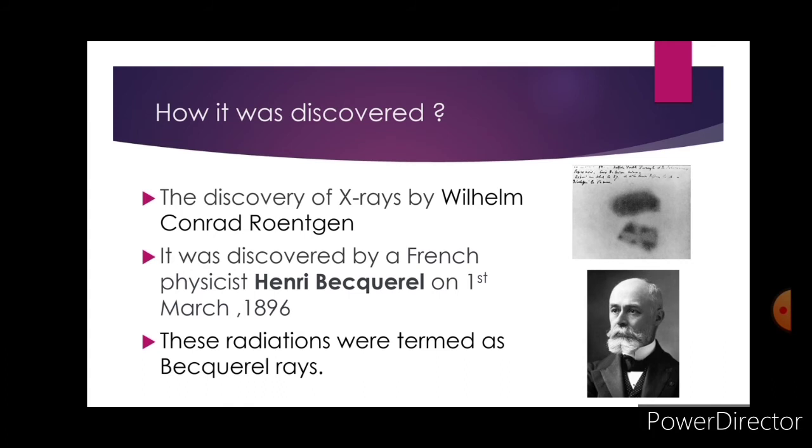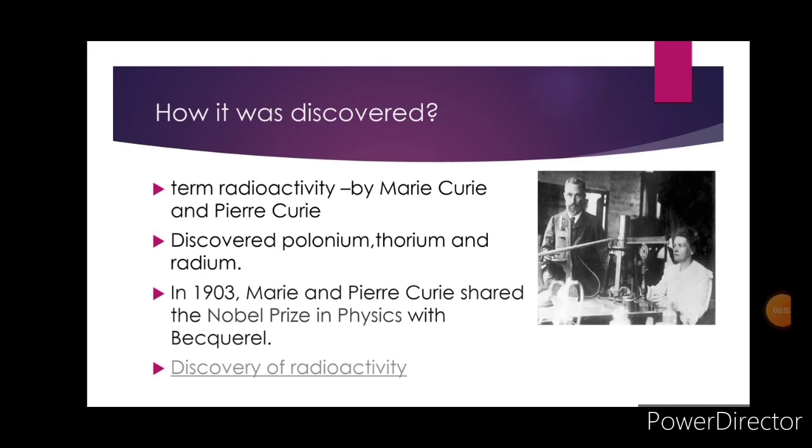But even though he discovered it, the term radioactivity was not coined by him. In 1898, Marie Curie and Pierre Curie began to study the strange uranium rays discovered by Henri Becquerel. They figured out how to measure the intensity of radioactivity and soon found other radioactive elements like polonium, thorium, and radium. Marie Curie coined the term radioactivity to describe this new phenomenon. And in 1903, Marie Curie and Pierre Curie, along with Henri Becquerel, shared the Nobel Prize in Physics for their contribution in the field of radioactivity.